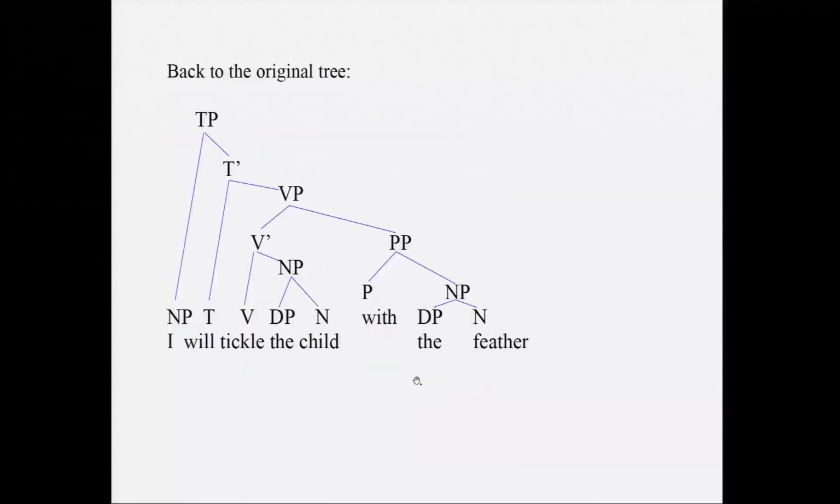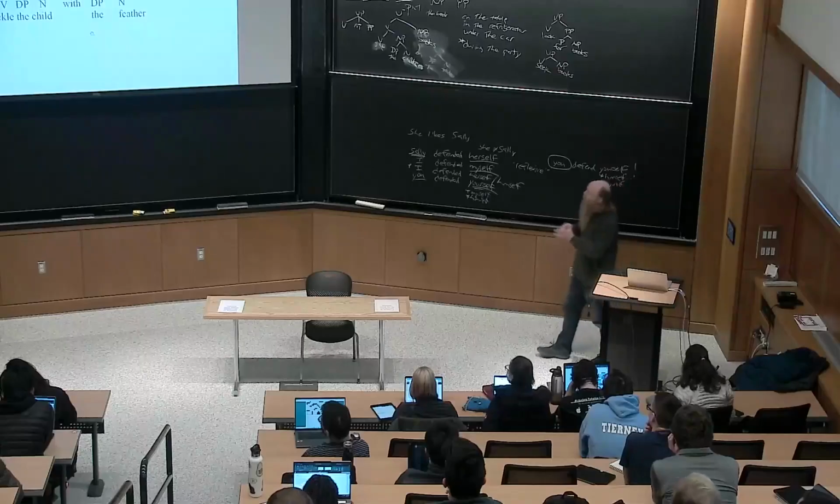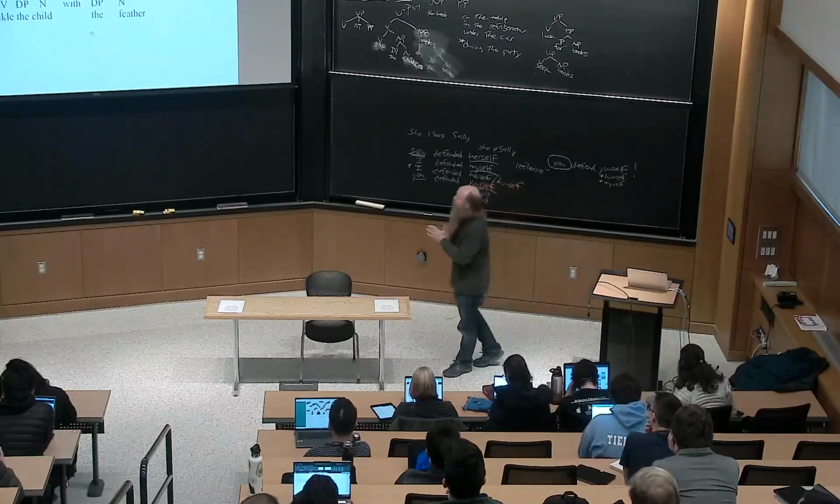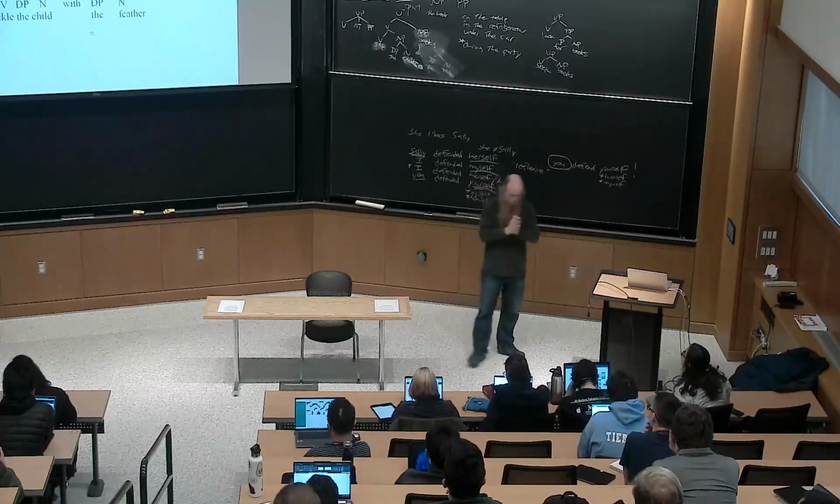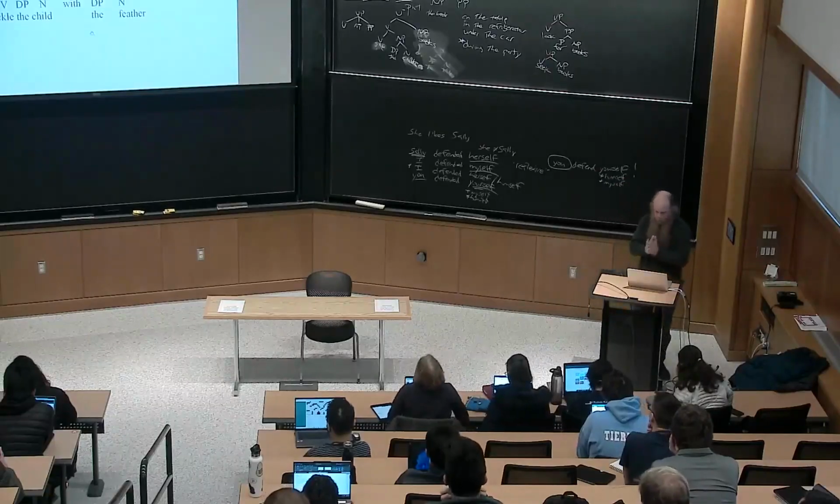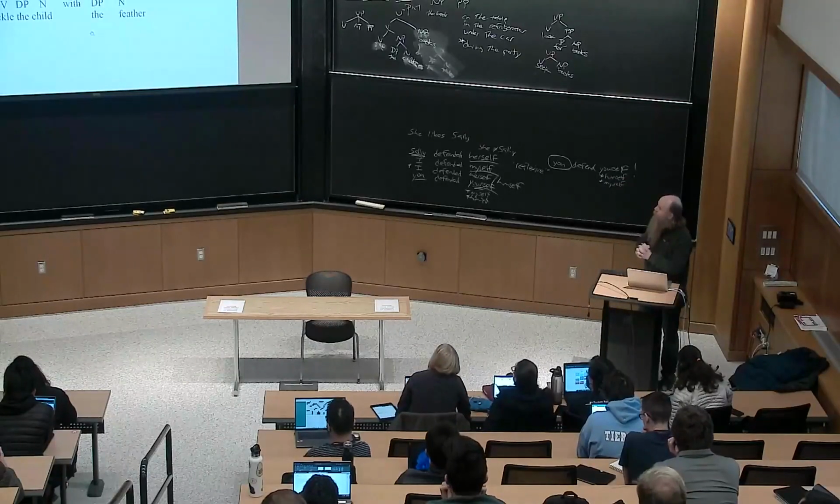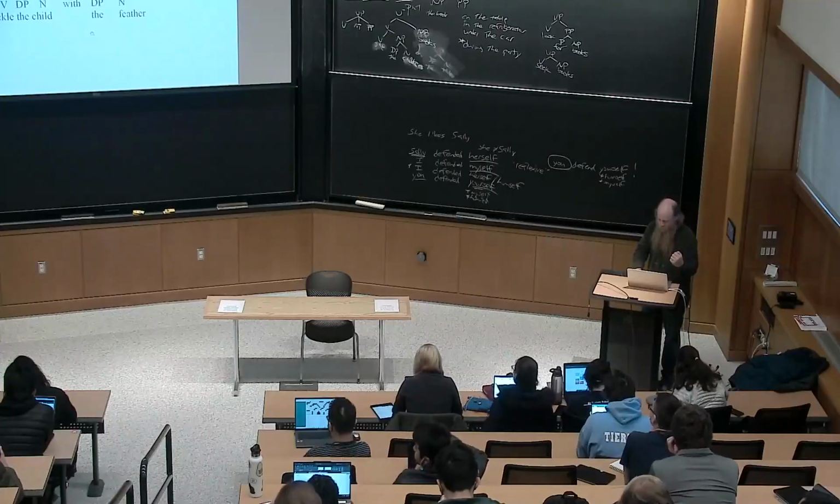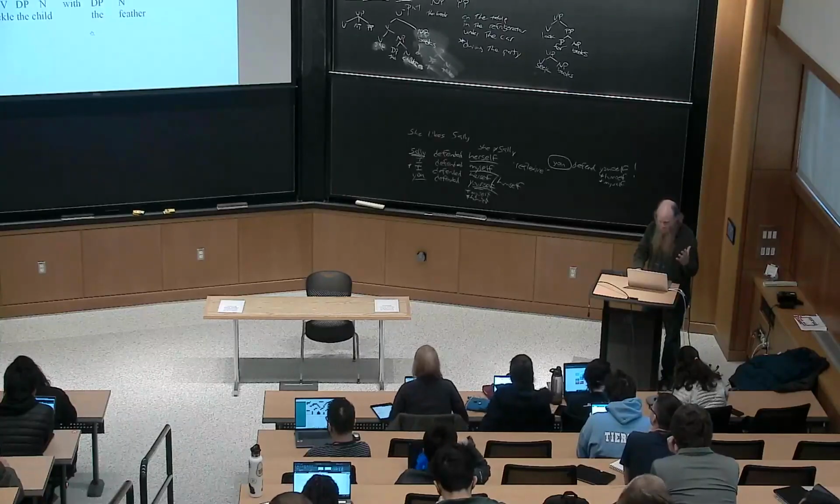Okay, so now here we are back at the original tree. I will tickle the child with the feather. We've talked a lot about selection relations. We've said that selection relations are relations between heads and phrases, in many cases the sister of the head, and in particular selection relations seem to be picky, when there is pickiness, about the head of the phrase that's getting selected. So we've seen examples of that now with prepositional phrases and now with complementizer phrases, CPs, clauses. But, and this is near the end of what we did last time, there's more to life than selection.